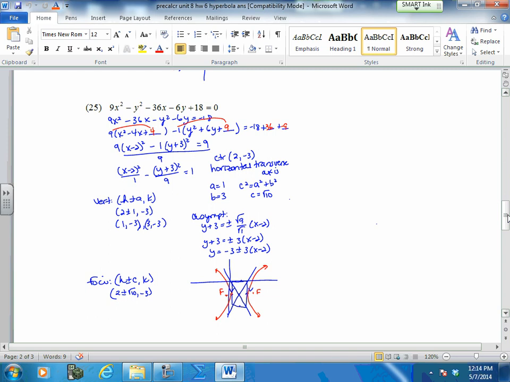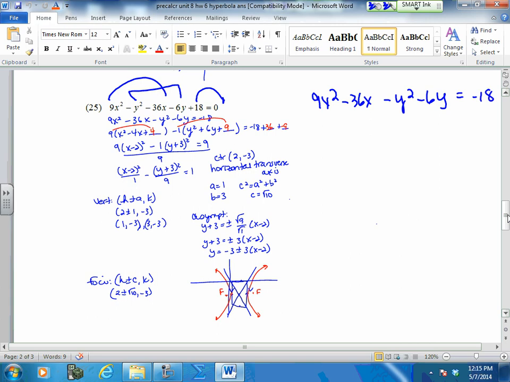This one was a little tougher. I'm going to walk through the setup with you. So let's group our x's together. I'm going to write it. We group our x's and then group your y's together. What do you do with 18?